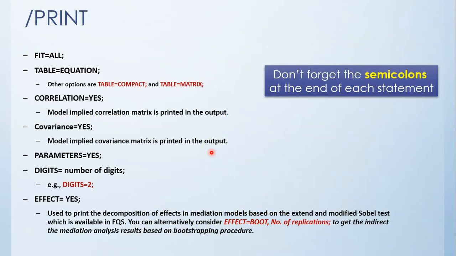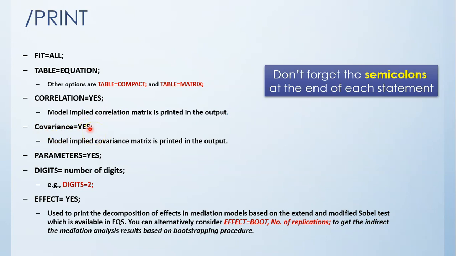In this slide, I have provided you with a few statements under the print keyword. Fit is equal to all is used to print all the fit indices in the output file. Table is equal to equation is used to print the results with respect to parameter estimation in equation format. Correlation is equal to yes is used to print the model implied correlation matrix. Also, you can print the model implied covariance matrix using the statement covariance is equal to yes.